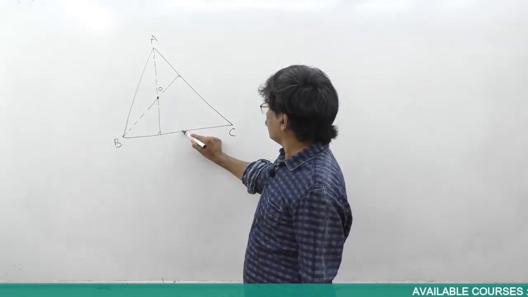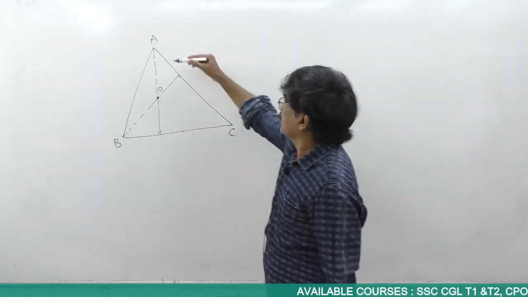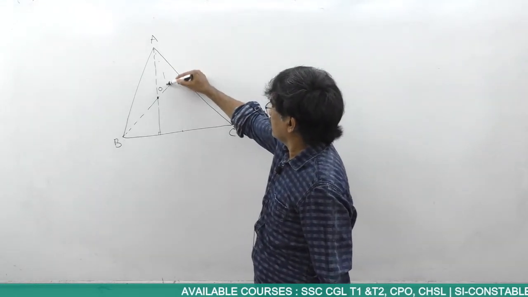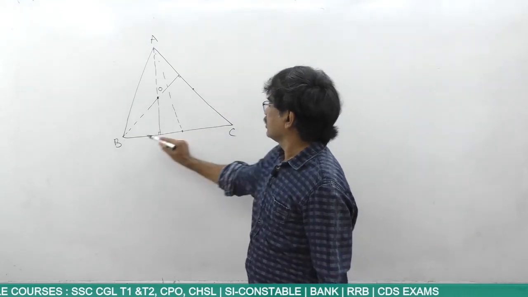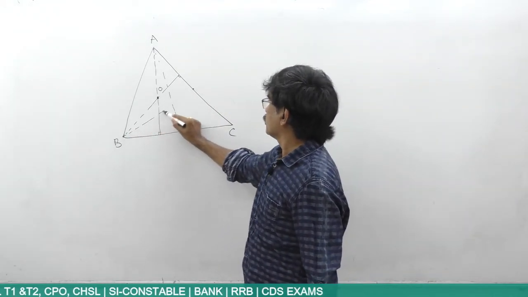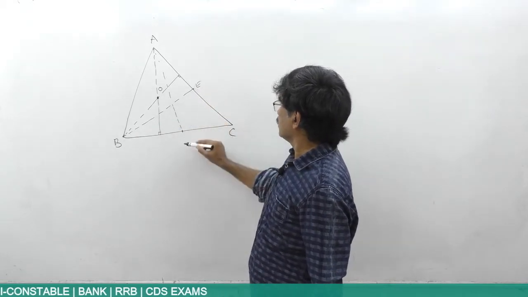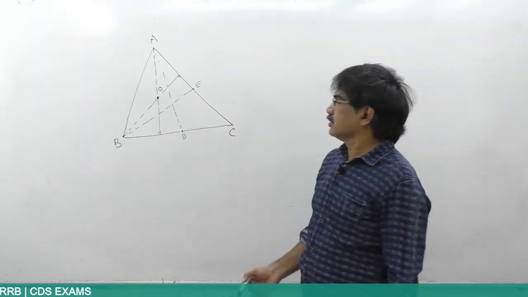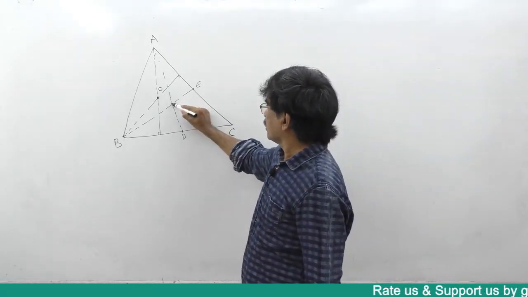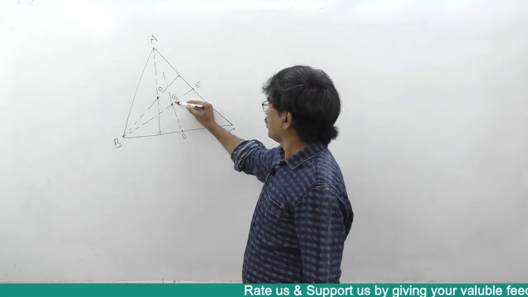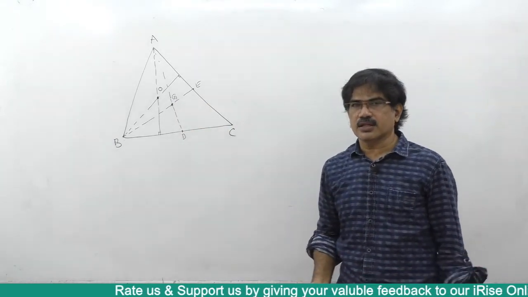This is the midpoint of BC. Join AD. This is the midpoint of AC. Join this also, BE. AD and BE are the medians, and this point is nothing but the centroid. The point of intersection of medians is called the centroid.